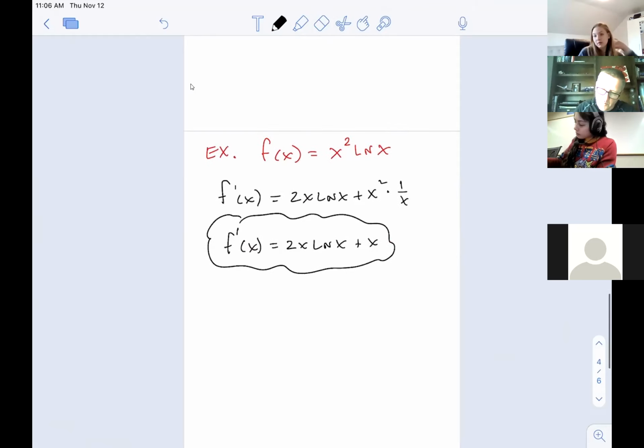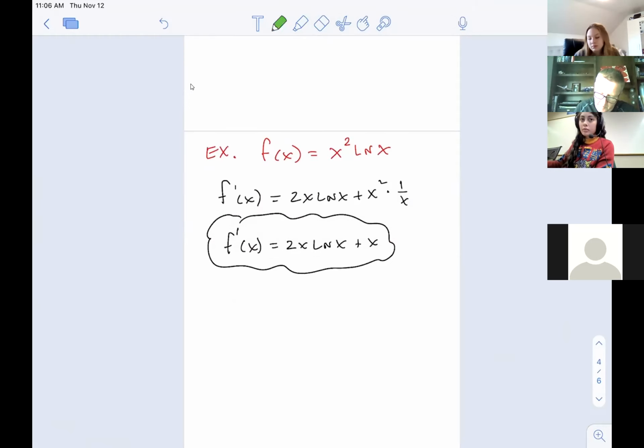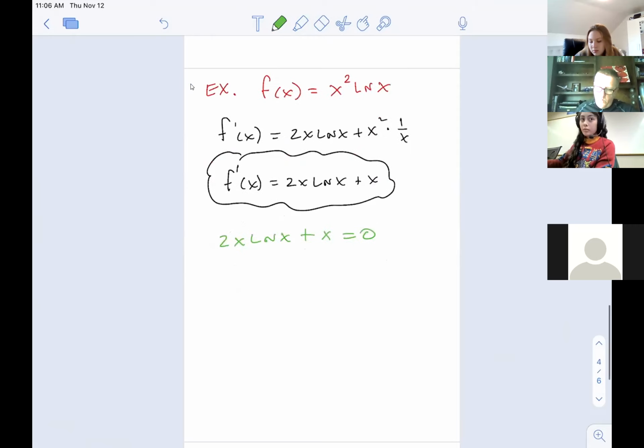Now I want to set that equal to 0. And the question is, how terrifying is that going to be? How taxing is that going to be on my brain algebraically to solve? Well, you got to be a little careful with this. If you subtract x from both sides and divide by x, the x will drop out.